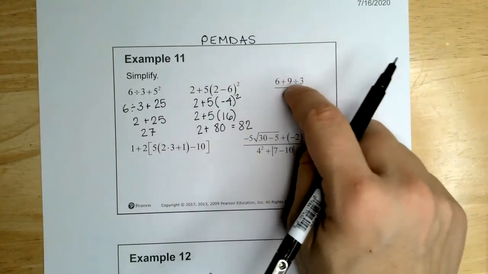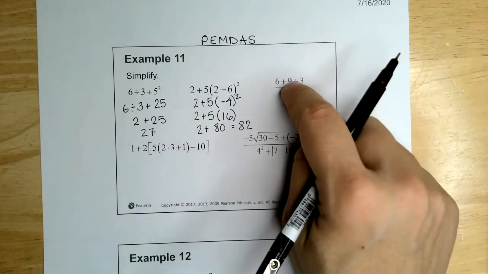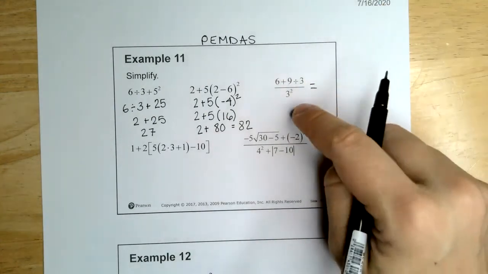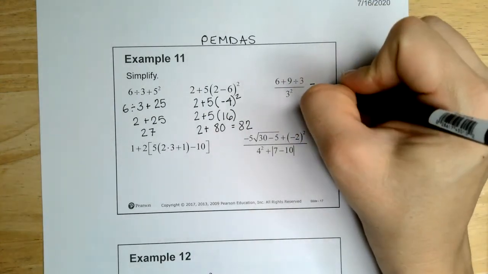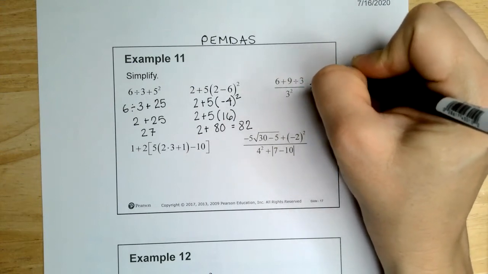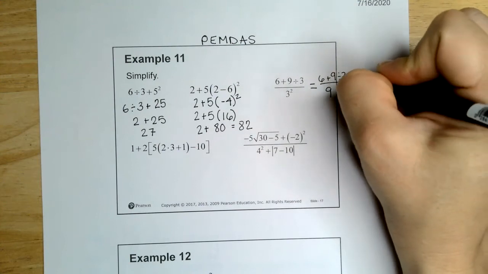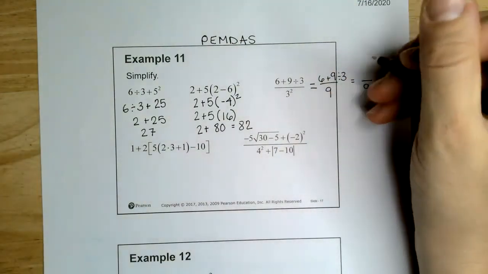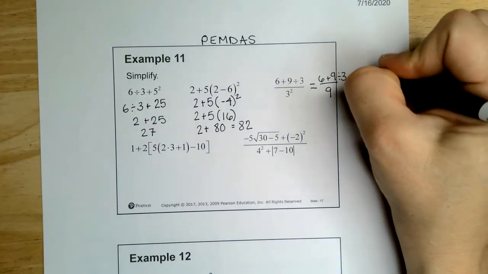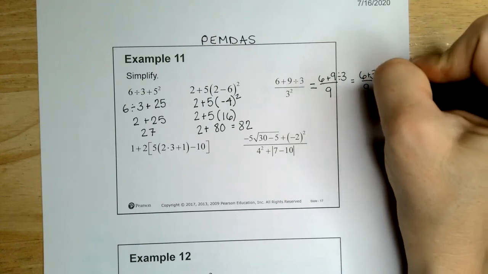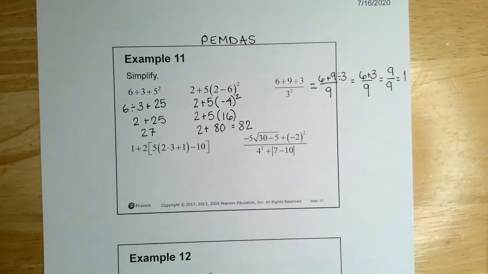Again, this is a grouping symbol, so we're going to do everything on the top and everything on the bottom separately. 3 squared is 9. I'm going to do the division before the addition. 9 divided by 3 is 3, so 6 plus 3 is 9 over 9, and anything divided by itself is just 1.